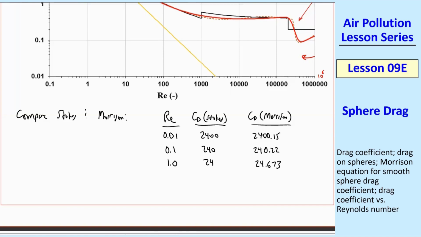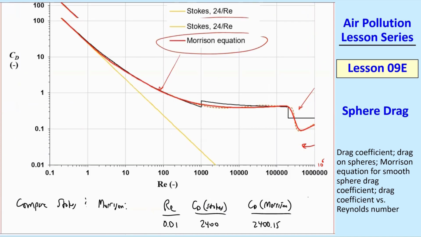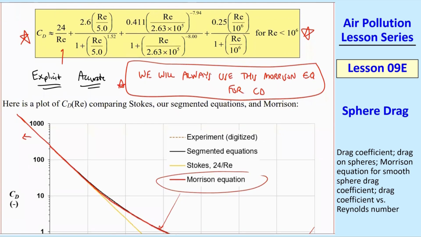So you're starting to get some error, and the bigger the Reynolds number gets, the more error there is. So Stokes would be 2.4, just 24 divided by Reynolds number, and Morrison turns out to be 3.9676. So that's not a very good approximation. We would say never use Stokes beyond a Reynolds number of about 0.1. However, you can use it for a quick and dirty approximation when the Reynolds numbers are small, even around 1. But we're going to use this equation as our workhorse, as I said.